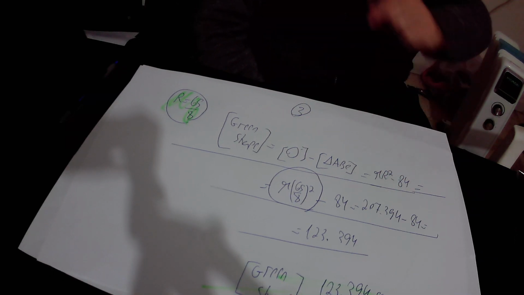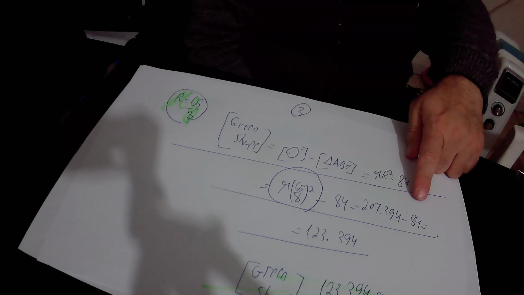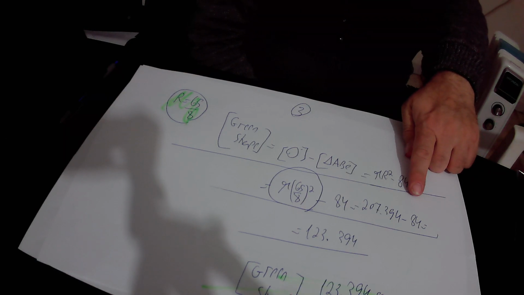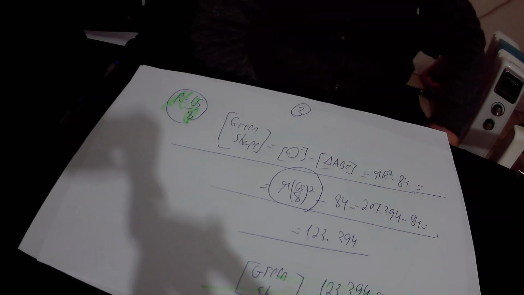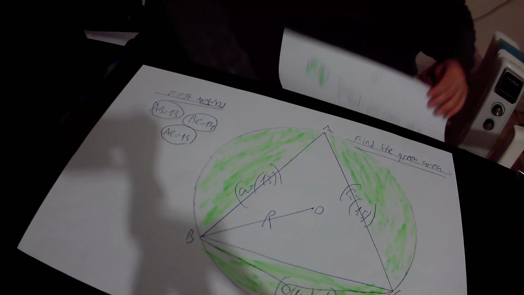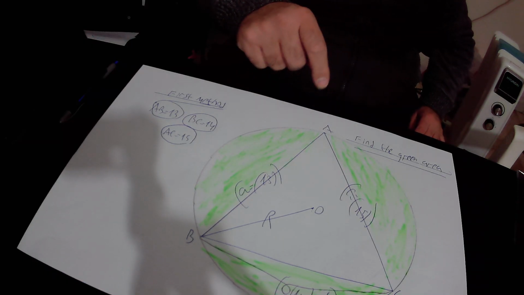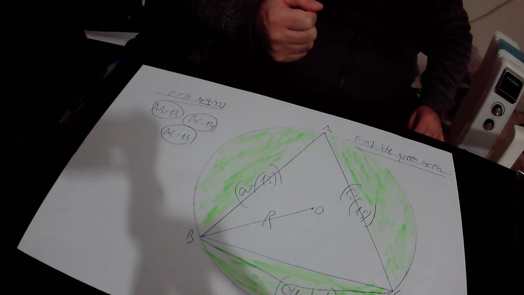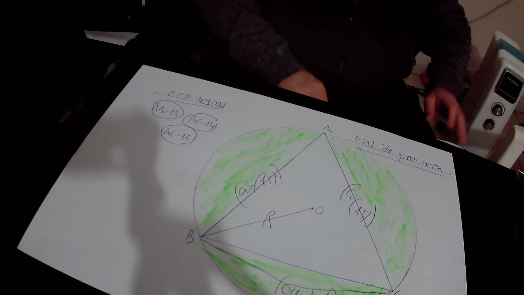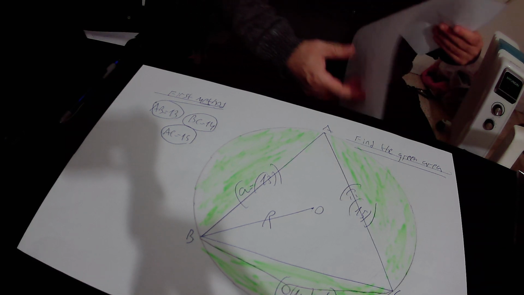207.394 square units. Minus the area of triangle ABC, that is 84 square units. 207.394 minus 84 equals in total 123.394 square units. In conclusion, we found out that the area of the green shape, according to the first method, equals 123.394 square units. We finished with the first method.